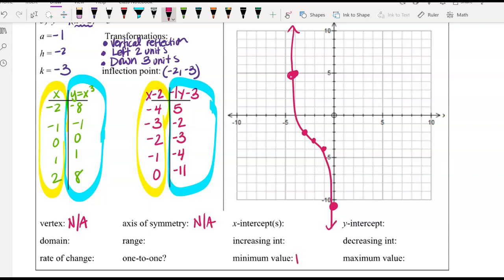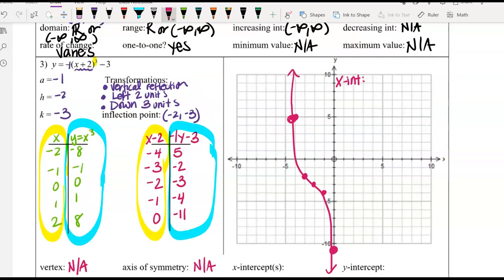I'm going to write all the stuff that we don't have. How about that? We don't have a min. We don't have a max. We don't have a rate of change because it's going to say varies. Now let's see what we have. We do have an x-intercept. An x-intercept is when y equals 0. So x-int, let's solve for it.